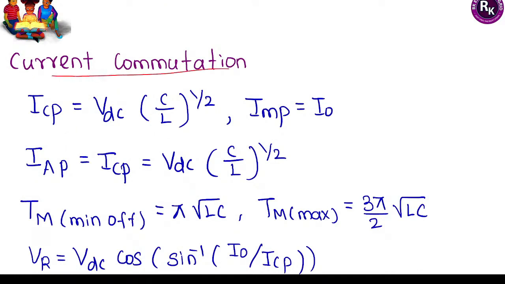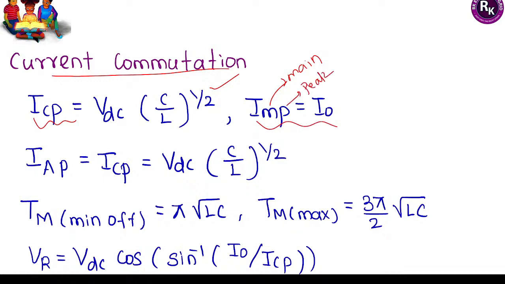In current commutation, this is the formula for the peak value of the capacitor current. And this is the peak value of the main thyristor. We will be having two thyristors, one is auxiliary, another one is main thyristor. This is the maximum value. P indicates peak or maximum.